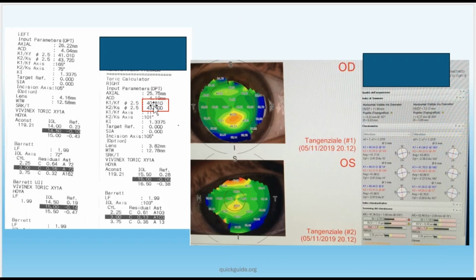This patient has 40 diopters, quite a flattish cornea. So this actually raised some suspicion, and when the surgeon did the topography, he found out that there was some amount of asymmetry between the inferior and the superior part, right?